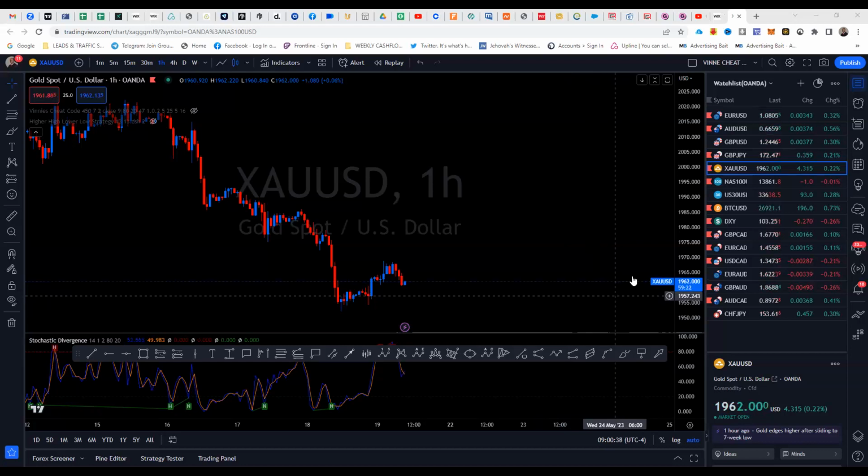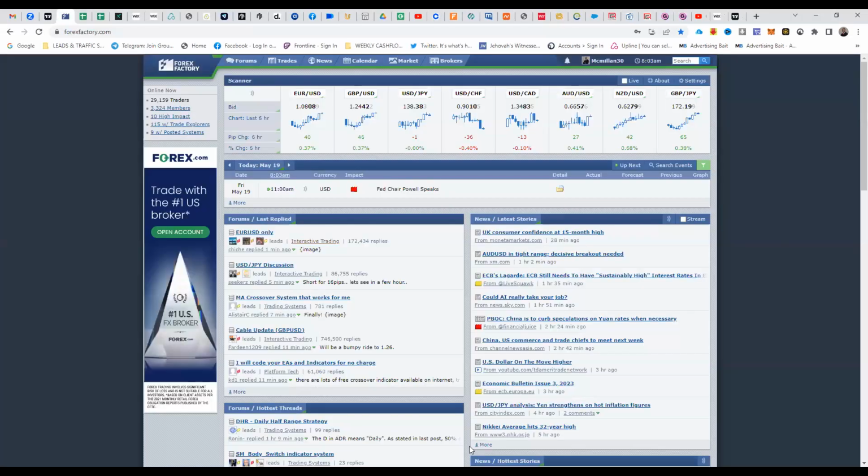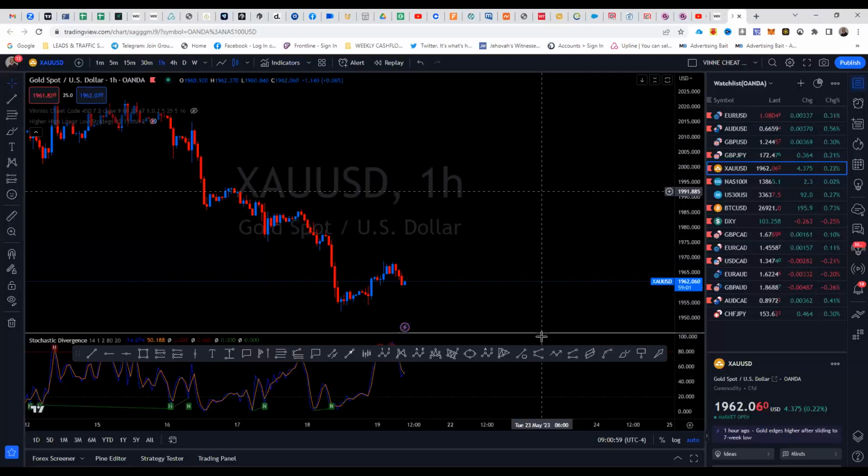Before we get started, we want to check the news here. As we can see, we have some major news at 11 a.m. We should be off the market by then. This is when the Fed's chair Powell speaks, so that might have a little bit of effect on price at that time, but once again, we should be out of the market by then.